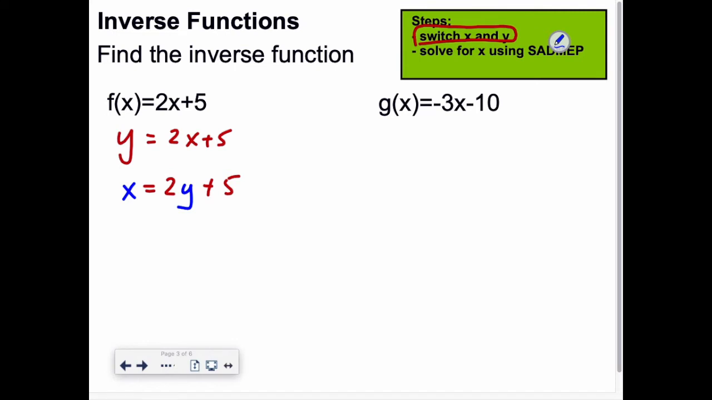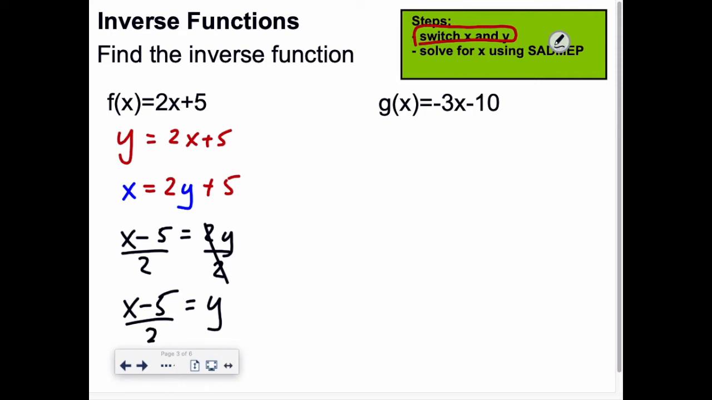Now I need y by itself. So I'm going to subtract 5 from both sides. Then I'm going to divide both sides by 2. Notice I'm dividing the entire thing over here by 2. I'm not just dividing the x, I'm not just dividing the 5. So I get y equals x minus 5 over 2.